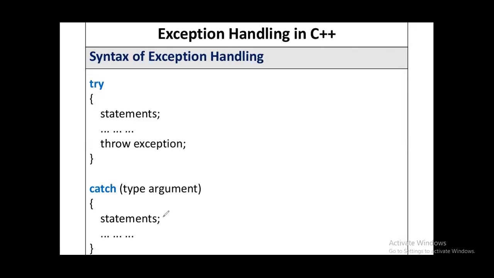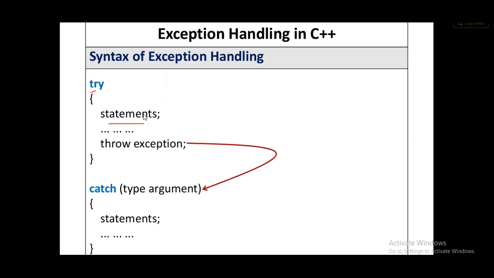So this is the code. The try block holds the statements that can have an exception. We use that inside the try block. Then at the end of the try block, we write throw exception, and then we write another block of code where we write the catch block and the type of argument. So this is the basic structure of exception handling. We have the try block, we have throw exception, and we have a catch block.